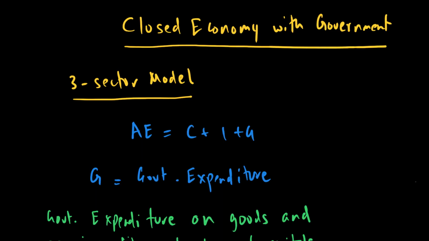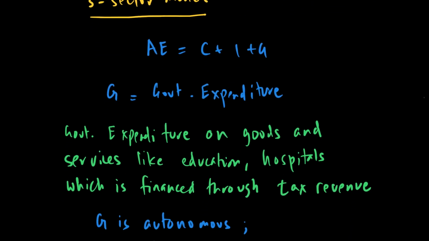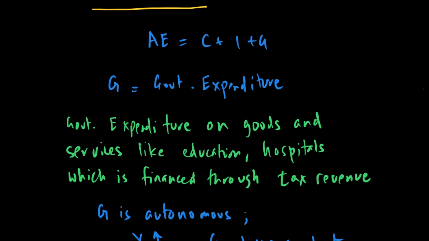In a three sector model, we're looking at a closed economy with government, which means now we have the government sector as well. What is government expenditure? We say government expenditure on goods and services like education, hospital, and public and merit goods, which is financed through tax revenue. So in our model, what we are doing now is introducing an important sector, which is government. When government expenditure is included here, we will see how government expenditure can change, which can result in GDP of an economy to change as well.